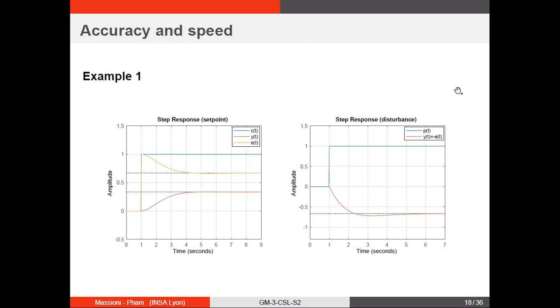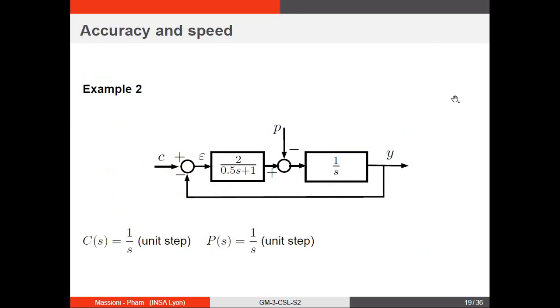Let's move on. Example 2. Now we consider this case, and pay attention, we actually have an integrator in the loop.